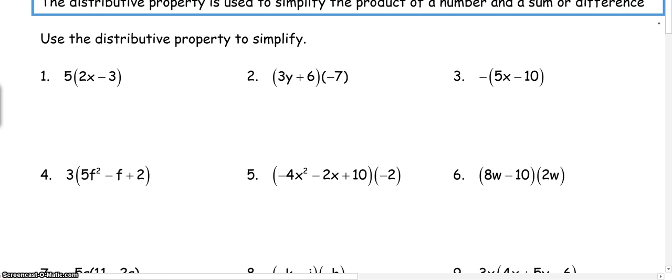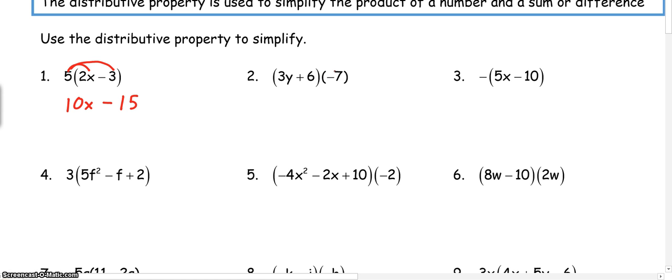In number 1, we have 5 times parentheses 2x minus 3. With distributive property, the first step is to take the number or the variable outside the parentheses and multiply with what's inside the parentheses. So 5 is outside the parentheses. It's going to be multiplied with 2x and with negative 3. So 5 times 2x is 10x. 5 times negative 3 is minus 15. Then with distributive property, we're done. There's nothing else to do. These do not combine because they're not like terms, which we'll talk about later in the video.